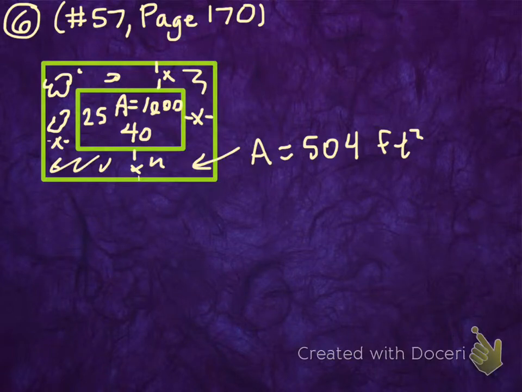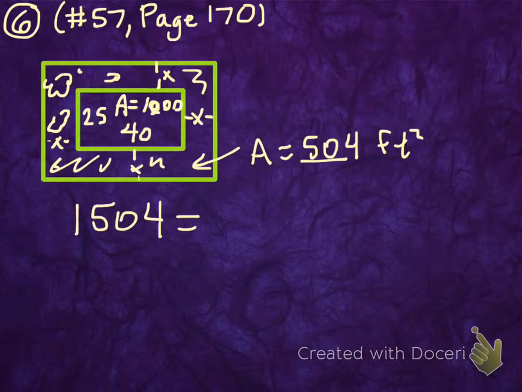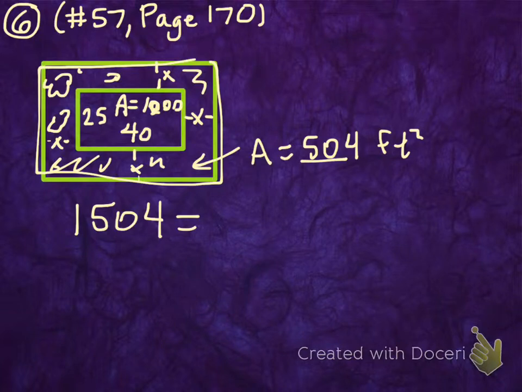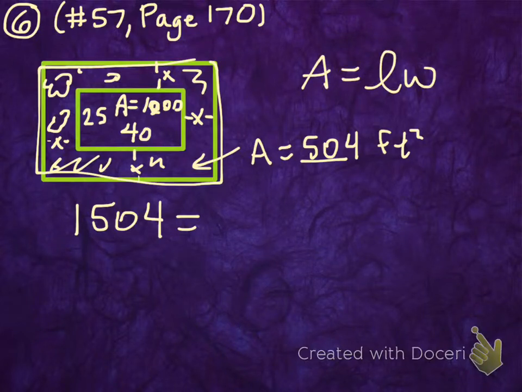So we can write an equation that represents the total area. If I add the area of 1,000 on the inside to the 504 that the terraced part would add, the total area would be 1,504. Then if I can express in terms of X the area of the whole thing, the larger rectangle, we'll be good to go. Remember, we're just dealing with A equals LW. The long side is going to be 40, because that's from here to here, plus X on each side, so 40 plus 2X.